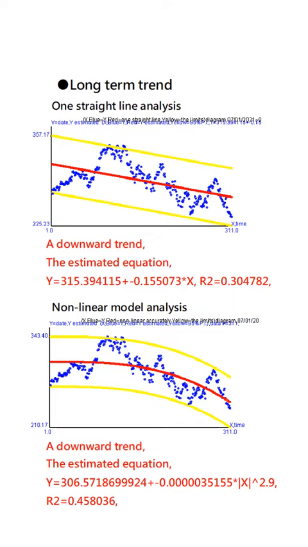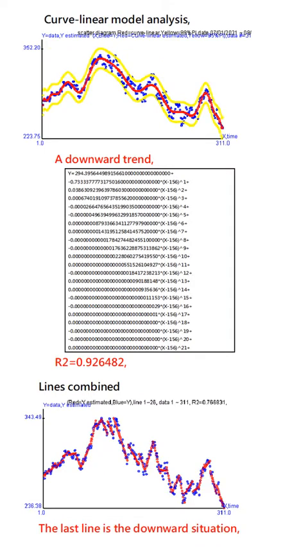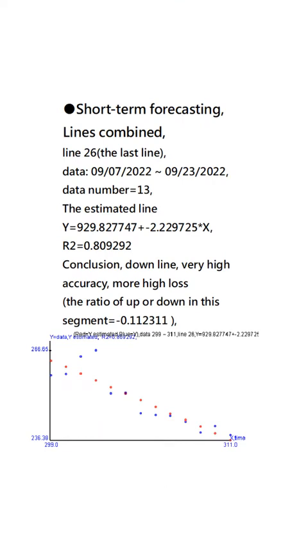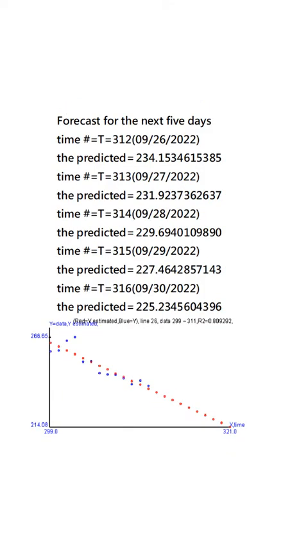Nonlinear line model analysis: the result is a downward trend. Curve linear model analysis: the result is a downward trend, lines combined, of which the last line is the downward situation. Line 26 is the last line, the coefficient of determination is 0.809292, which can be the predicted equation. Those predicted values could be referred.